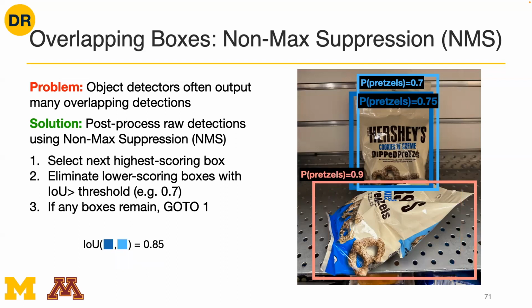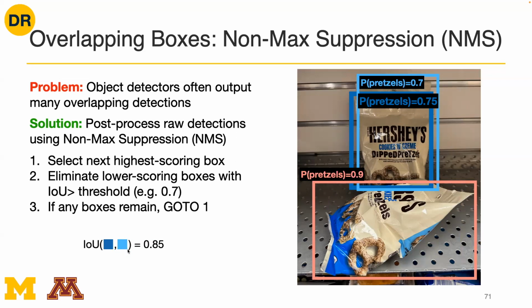And now we're going to go back to step 1 to iterate through the process again. So at the next step of the algorithm, we'll take our next highest scoring bounding box, which is going to be this dark blue bounding box with a predicted score of 0.75. We're going to compare its intersection over union with all of the lower scoring bounding boxes, which is now just the one with a score of 0.7.